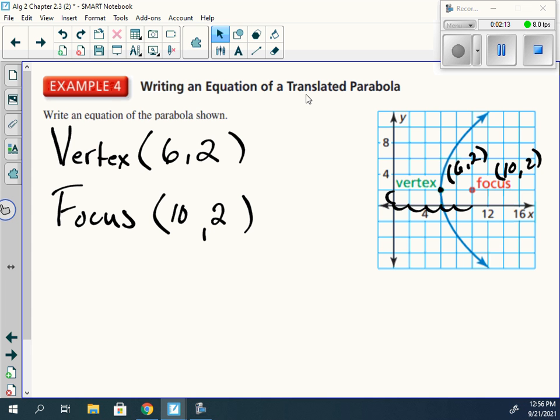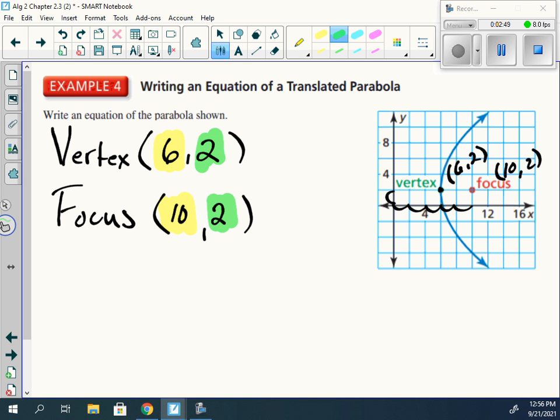Now, just like yesterday, whenever we look at the vertex and focus, it'll tell us which of the two general equations we're looking at based off what changed and what stayed the same. So in the vertex, the x value is 6. The x value of the focus is 10. So it changed. The y value of the vertex is 2. The y value of the focus is also 2. So the y value of the focus and the vertex is the same. The x value for the vertex and focus changes.